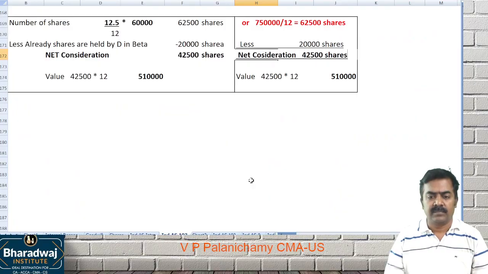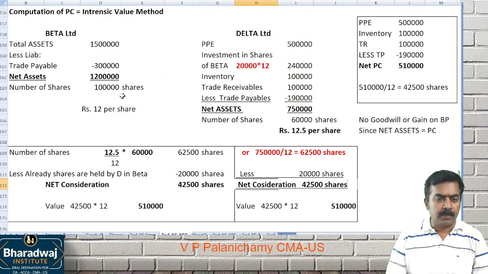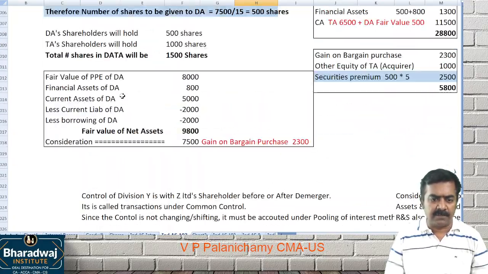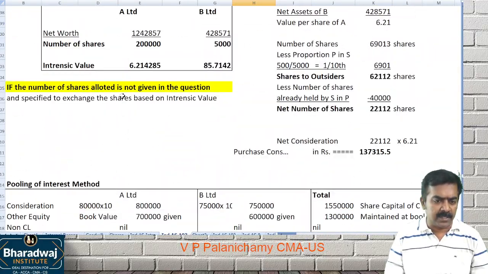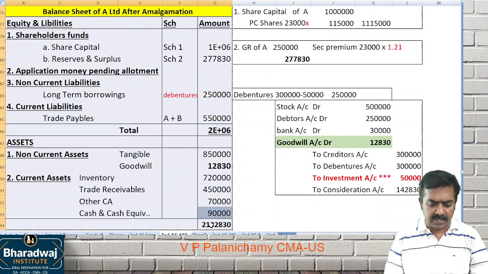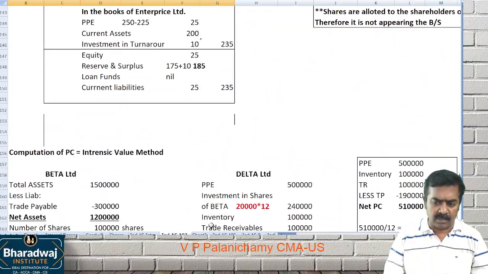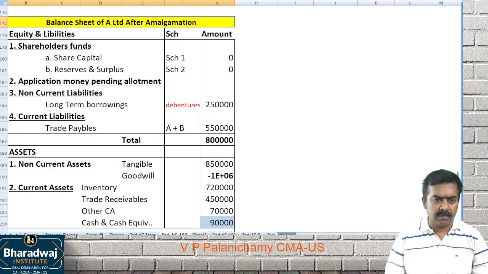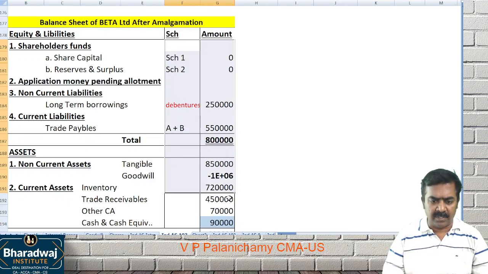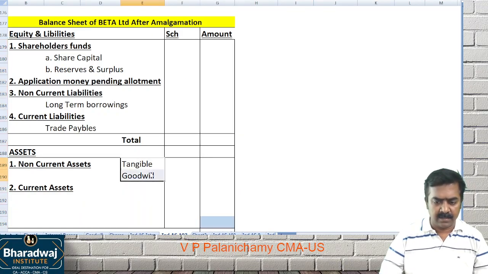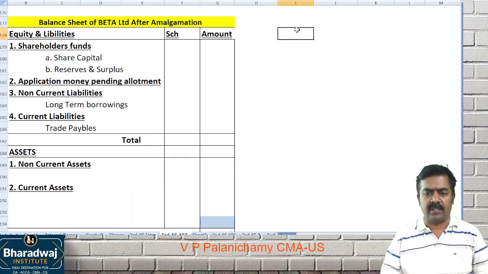Shall we? Next, we have to prepare which one? Balance sheet. Start. Balance sheet of which company? Who's the purchaser? Balance sheet of the purchasing company after the acquisition or amalgamation. Balance sheet of beta then. So for me, I cut, copy and paste that. I request you to take up the workings.